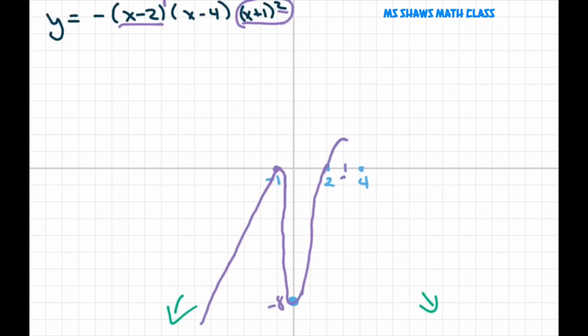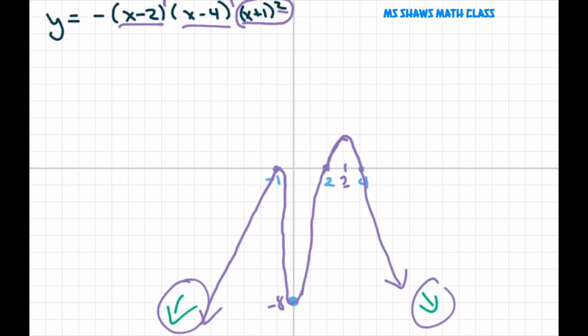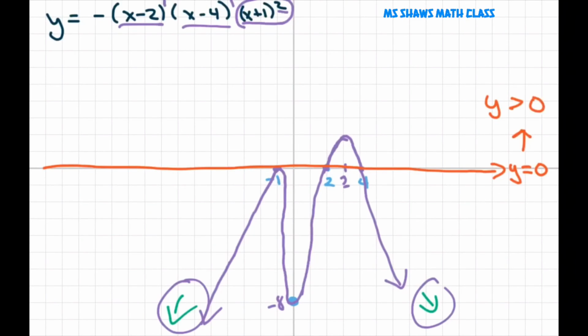If you want to plug in 3 and get the exact value, you can. But again, that's not what this video is really about. So then we're going to come back down to the 4. At 4, the multiplicity is 1, so we can cross and we come back down. So we did satisfy our end behavior, and now all we have to do is determine what our graph is doing. So this is y equals 0. Above this would be y is greater than 0, and below is where y is less than 0.